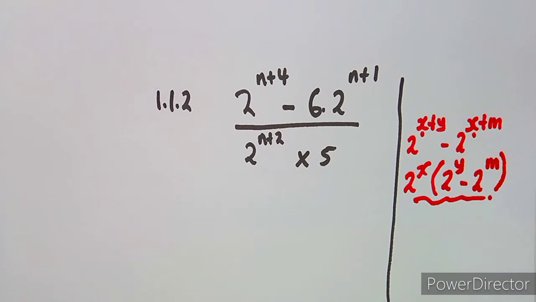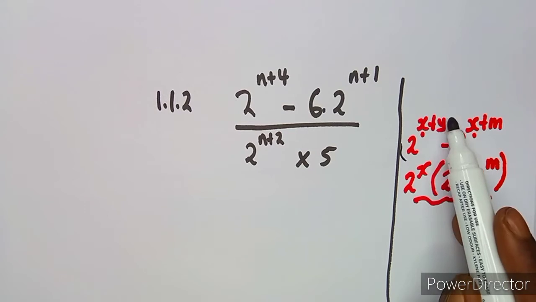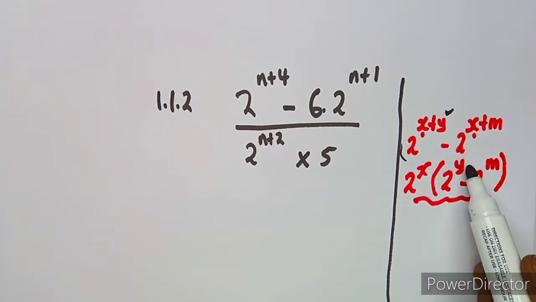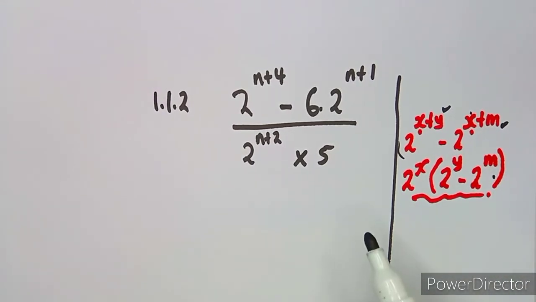Take note what is happening, guys. If you factor out this x, 2 to the exponent of x, you're going to remain with the exponent of y. If you factor out x, you're going to be remaining with the exponent of m. So let's try and do that and see if it is possible for us to factor out.